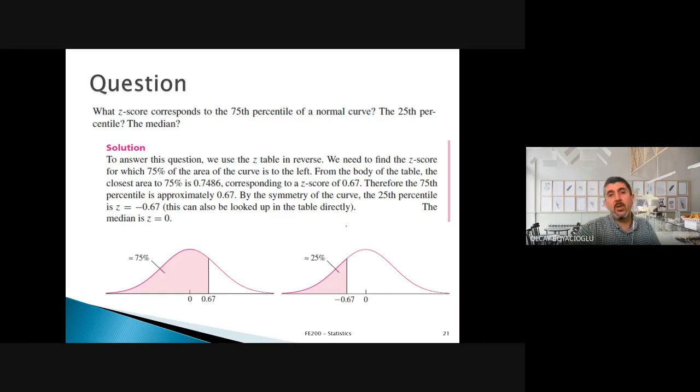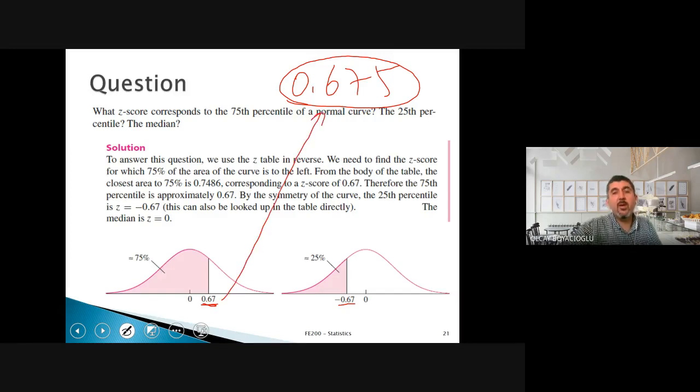Here it is. This is the solution, by the way. You can follow it later and find out that they are doing exactly the same thing. Oh, by the way, what did they do here? Look at them. They were happy just giving 0.67 and minus 0.67. But our answer was better. We gave 0.675. I believe our answer is much better than just writing 0.67. And the median is z equals 0. This is a very easy question, by the way.